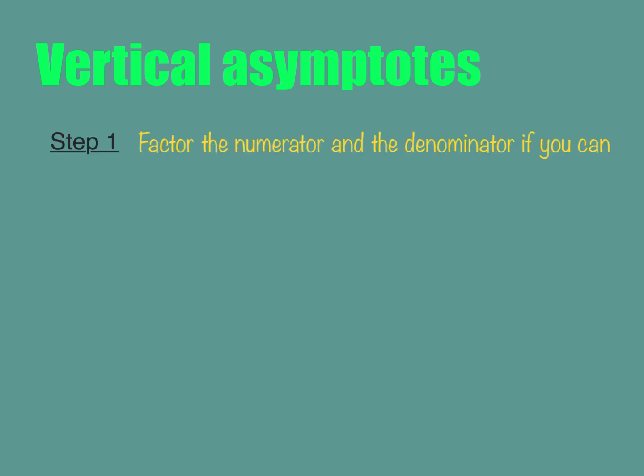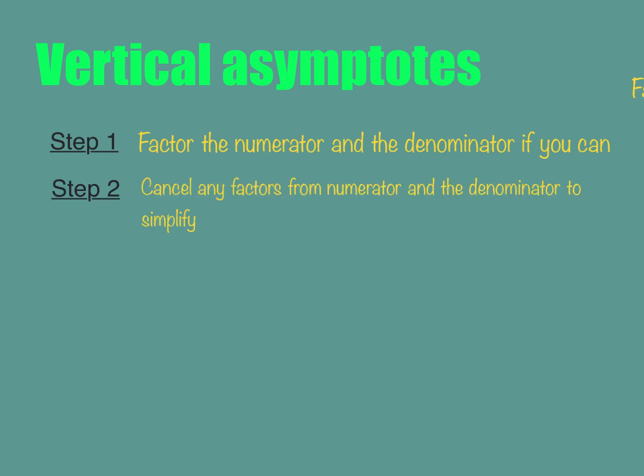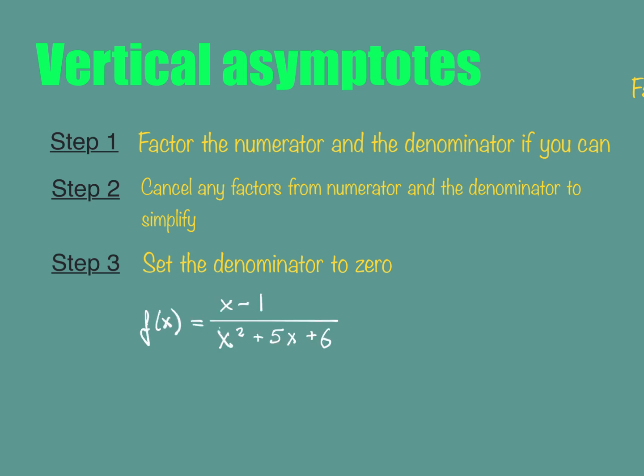So the first step is to factor the numerator and the denominator if you can. And step 2 is to cancel any factors from the numerator and the denominator to simplify. And finally, the last step is to set the denominator to 0. Let's look at an example. We have f(x) = (x minus 1) over (x squared plus 5x plus 6).